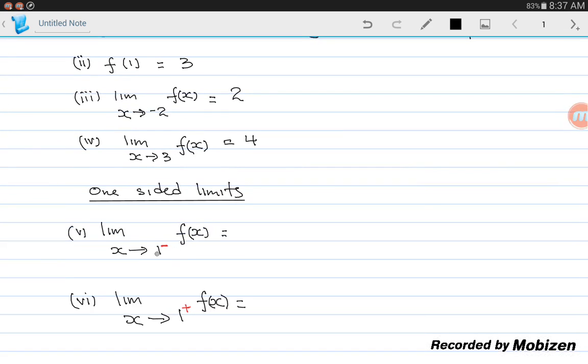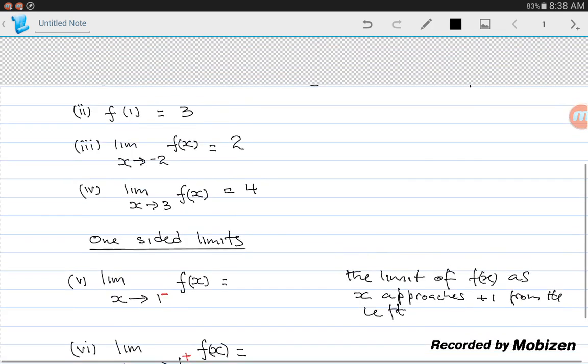Now, let us look at this limit. The limit of f of x as x tends to 1. And note we have in superscript form a negative sign. This means the limit of f of x as x approaches positive 1 from the left.